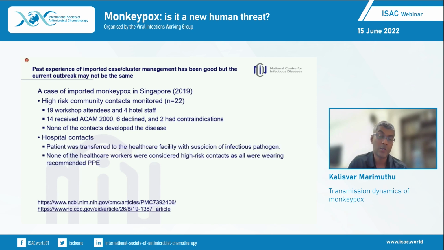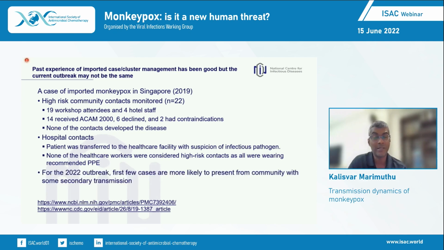At the same time, there were 0 high-risk hospital contacts, because everyone was on full PPE when we received this case, as we already suspected an infectious pathogen in a traveler. But the situation may not be the same for the 2022 outbreak. As we know, most of the first few cases are coming out of the communities, and that's probably what we will see in Singapore and many other countries, with some secondary transmission being very likely.